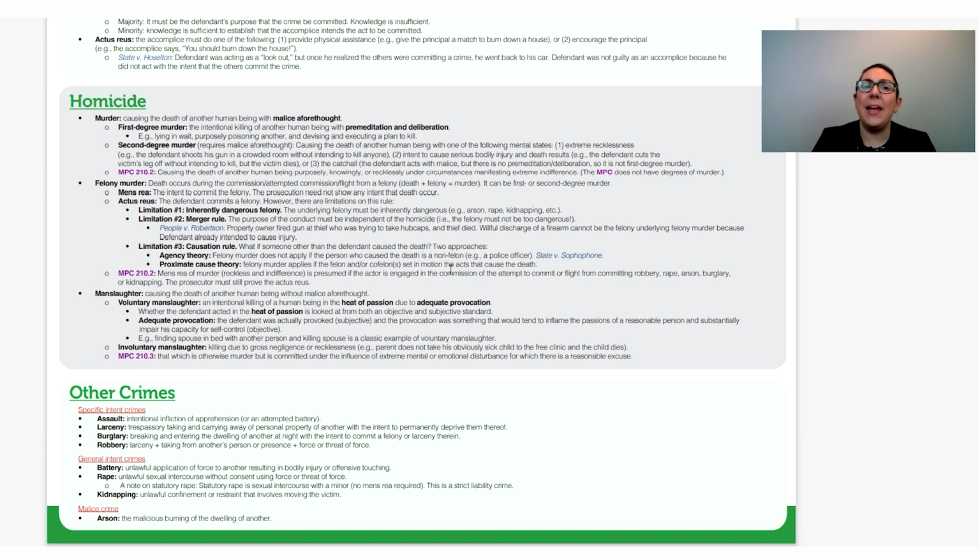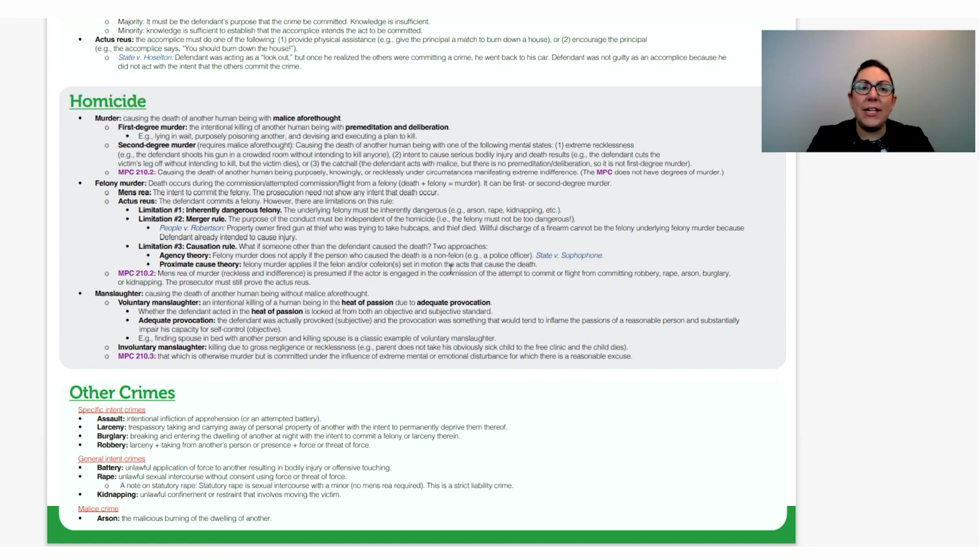So the felony has to be something where the intent of the felony is not to harm or to kill. So something like burglary, the intent is to break in and steal. Arson, the intent is to burn down a house. Those work for felony murder, but assaultive crimes do not.